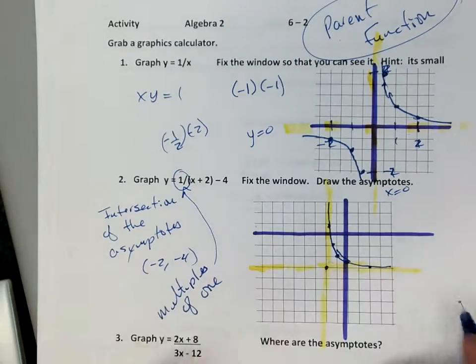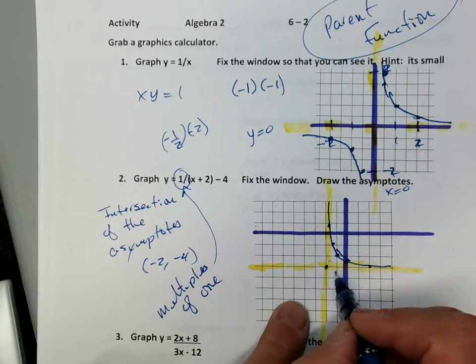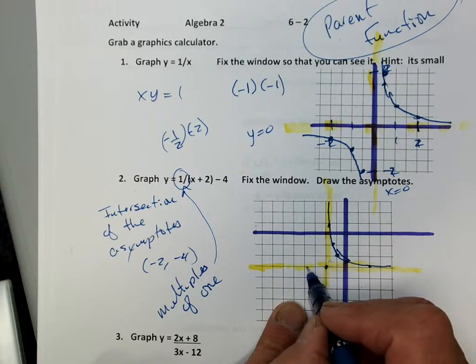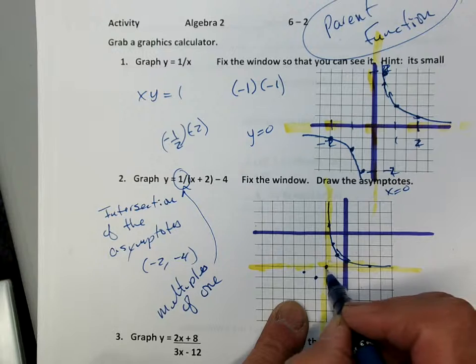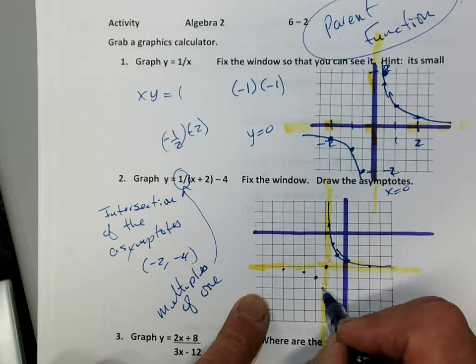Now I can do the same thing on the other side, right? I can do the negatives. I can do a -1 and -1. I can go -2 and a -1/2. I got -4. Okay. I can do the same thing here and here.